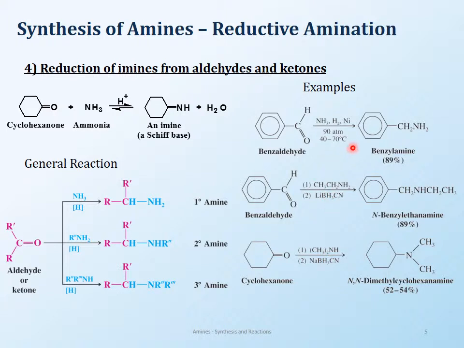So this is to make a primary amine here. If you take a primary amine, that will give you a secondary amine with benzaldehyde. If you take a secondary amine here, then you would get an enamine, and when you reduce that, you would end up getting a tertiary amine. So you can get all of these different kinds of amines using the reduction of imines. It's a very good synthesis for exactly what you want to make, a primary, secondary, or tertiary amine.